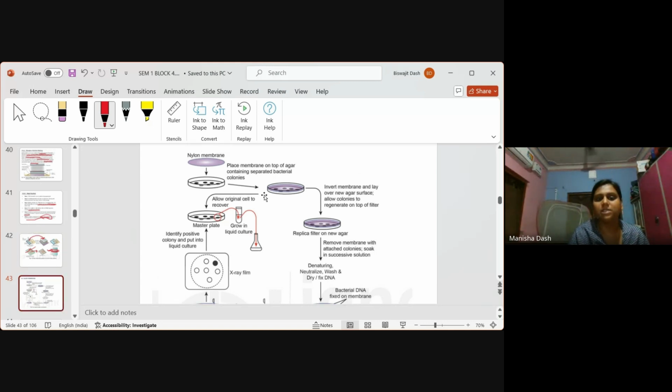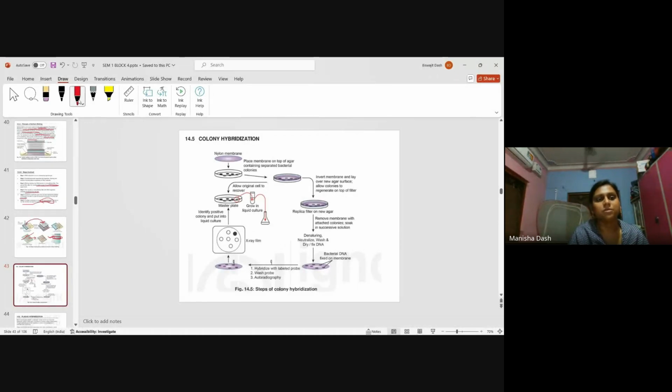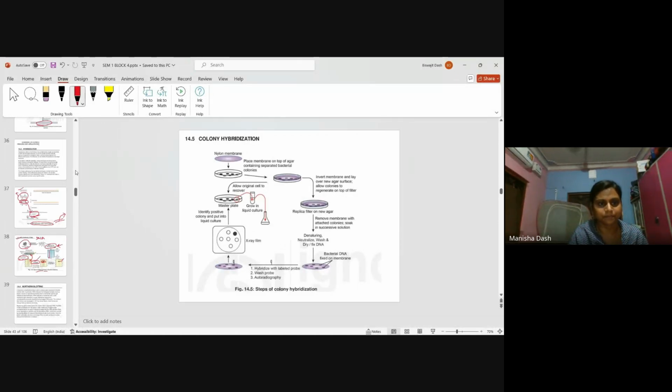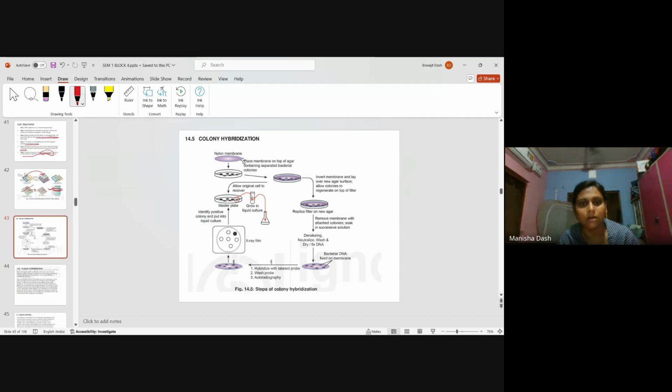The next thing we are discussing is colony hybridization. It is similar to something that we have already discussed in the hybridization for the selection of clones. Here also the same thing is done. You have a master plate, and from the master plate you can prepare a replica by putting a nylon membrane on it. Place the membrane on top of the agar containing the separated bacterial colonies.